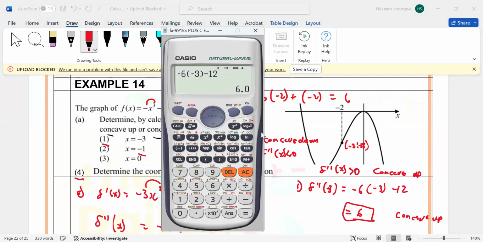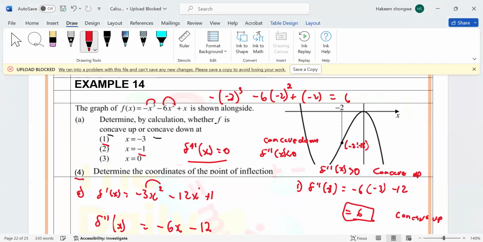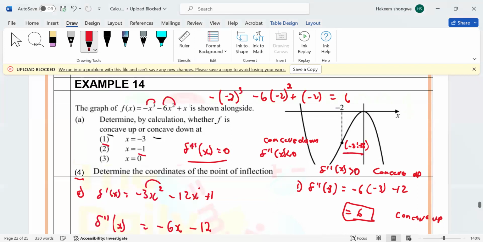Maybe let's teach you how to type it in your calculator. It's squared here. So what are we going to have here? We have minus, open bracket, minus 2, shift cubed, minus 6, plus, and then what we get is our answer, negative 8.